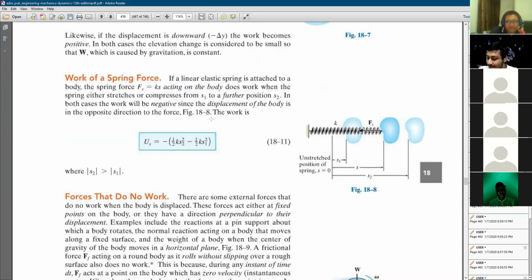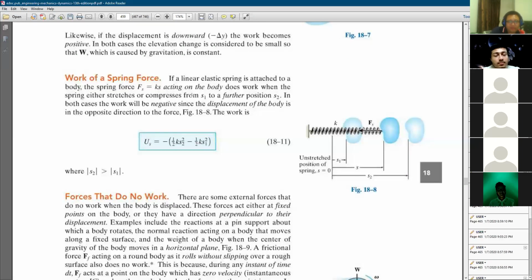Now if you have a spring, the standard definition is like this, with a negative sign here. Let me read this one. If a linear elastic spring is attached to a body, the spring force Fs acting on the body does work when the spring either stretches or compresses. Because there are two types: you can stretch it to get the forces, or you compress it.